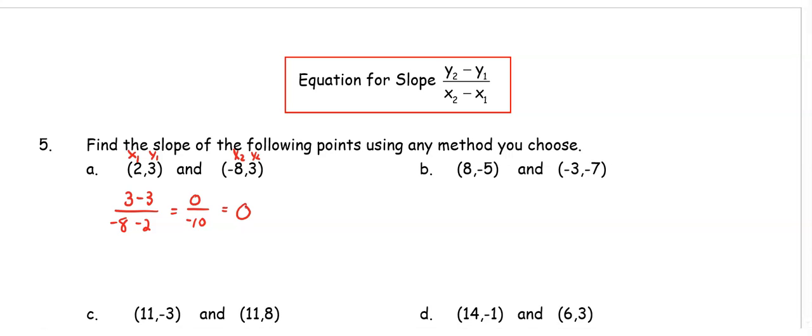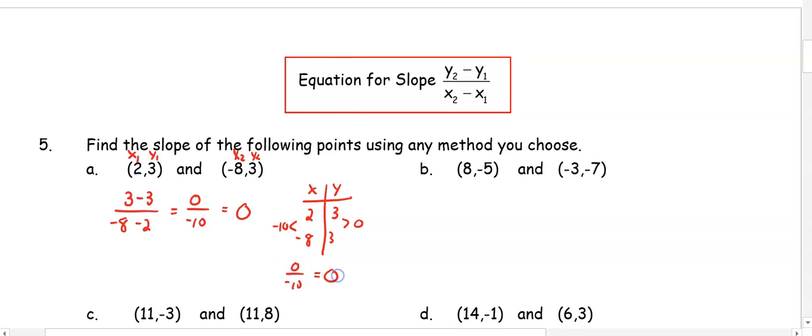If you're not comfortable using the slope equation, you could always use a table of x, y's and use your jumps. So in this case, we have (2, 3) and (-8, 3). Our y's change by 0. Our x's change by negative 10. 0 divided by negative 10 is 0. So these are the same. We're going to stick with the slope equation for the rest of these problems.